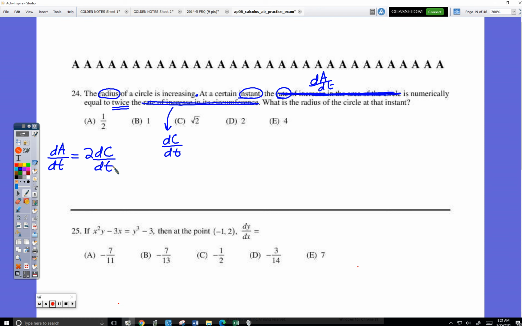Well, what is the radius of the circle at that instant? Okay, because they're talking about how rates relate to each other, I recognize this as a related rate problem. So I think of the DREAD algorithm. So I'm like, okay, good. So we have to have a rate chart here.